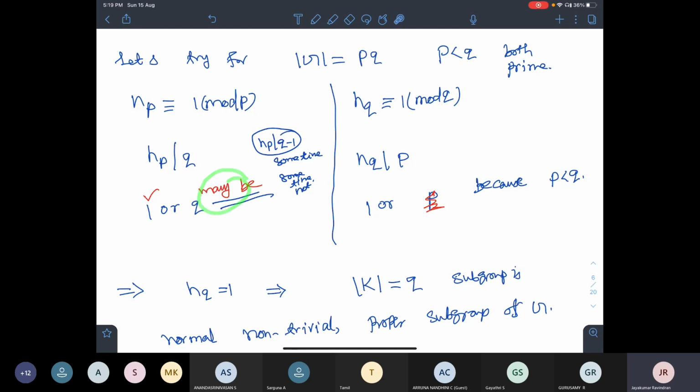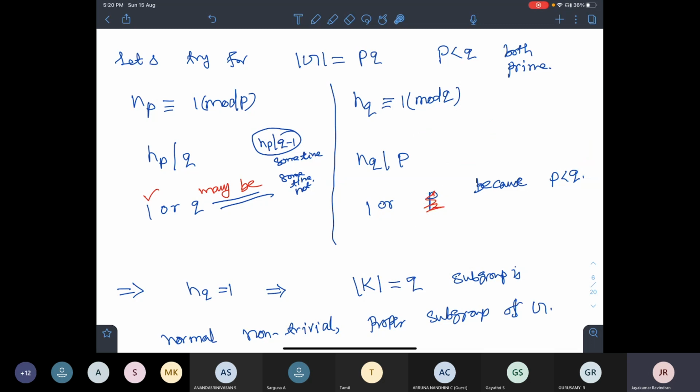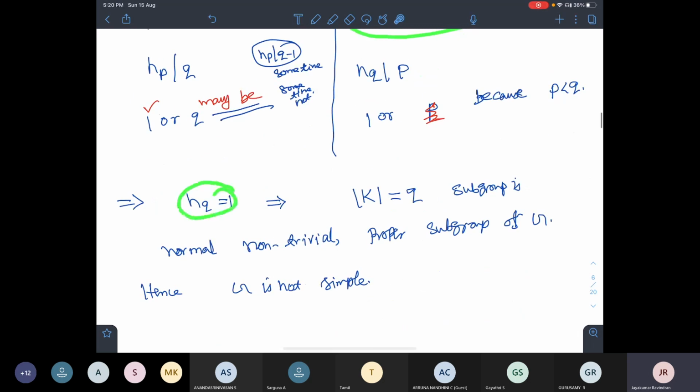But on the other hand, you relate it to Q because of this condition. n_Q is congruent to 1 mod Q, and n_Q divides the remaining one, P, so it's 1 or P. But P is not possible because P minus 1 is not divisible by Q, just because P is less than Q. P minus 1 is even less than Q. So this will not happen. Exactly. So in that sense, n_Q is 1.